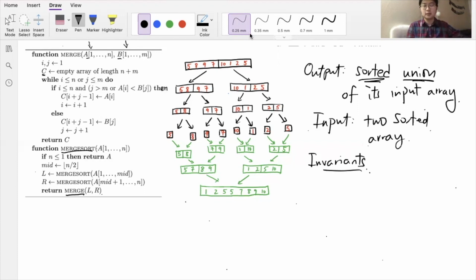All right. So now that we've done part C, we can take merge as a helper function or even as a black box. Basically, we know that it takes in two sorted arrays and outputs a sorted union of those two arrays. So now we're on to part D, and we're going to use strong induction.